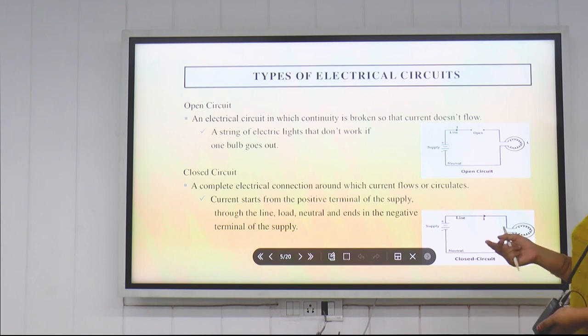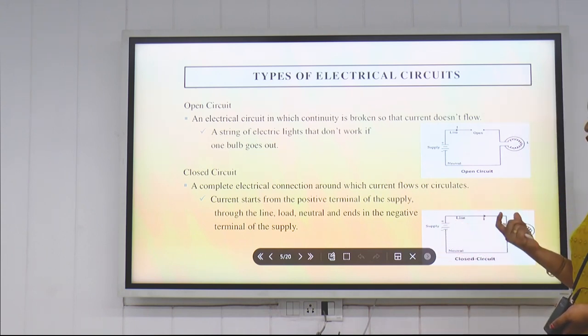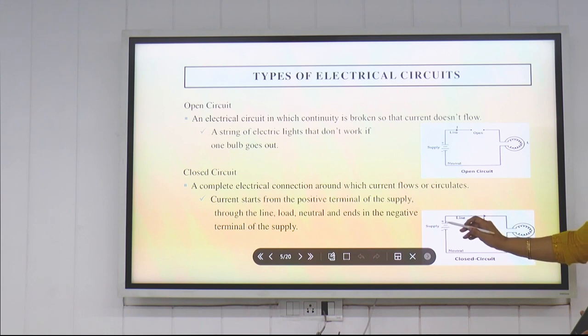Next is the closed circuit. A complete electric connection around which the electric current flows is known as a closed circuit. This is a figure of a closed circuit. In a closed circuit, current starts from the positive terminal of the supply, flows through line, load, neutral, and ends in the negative terminal of the supply.